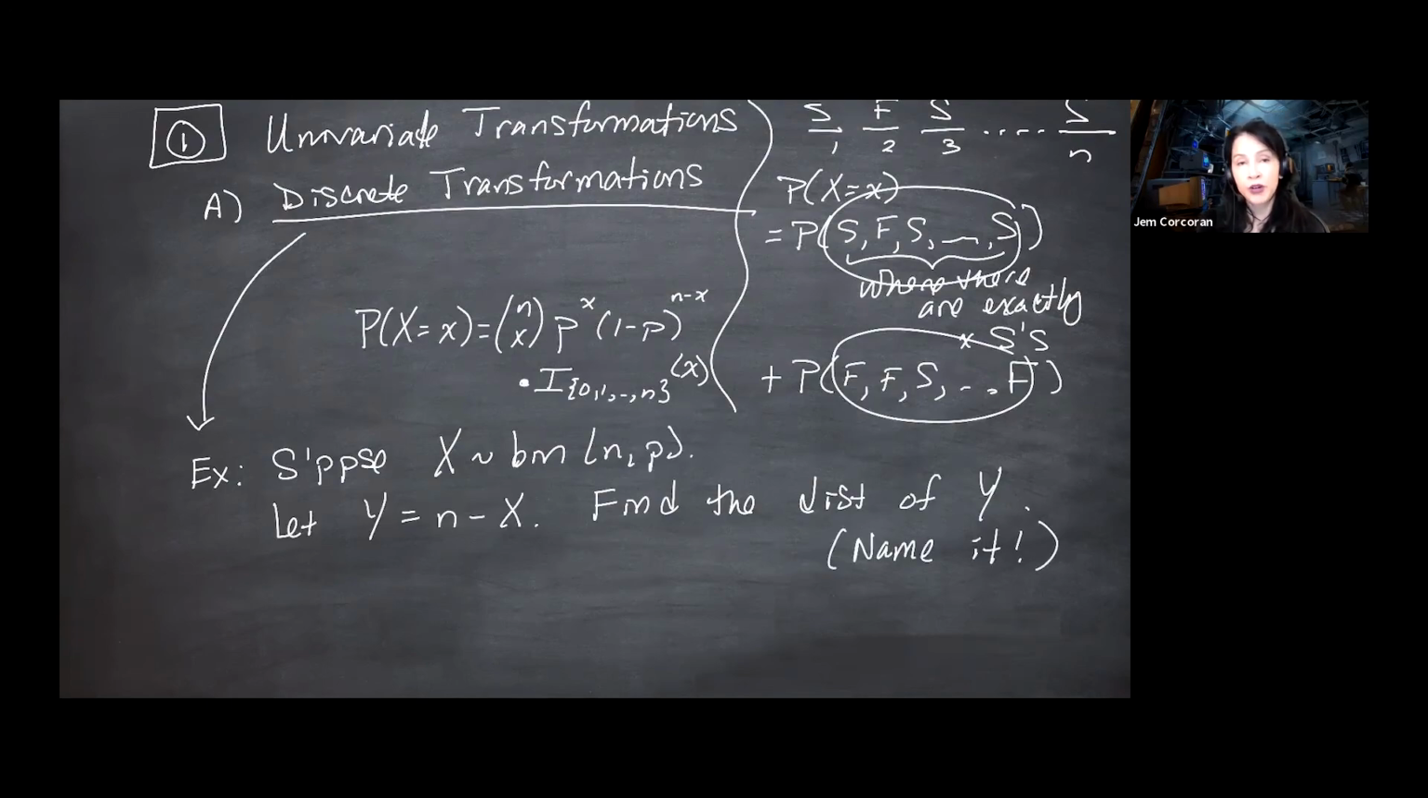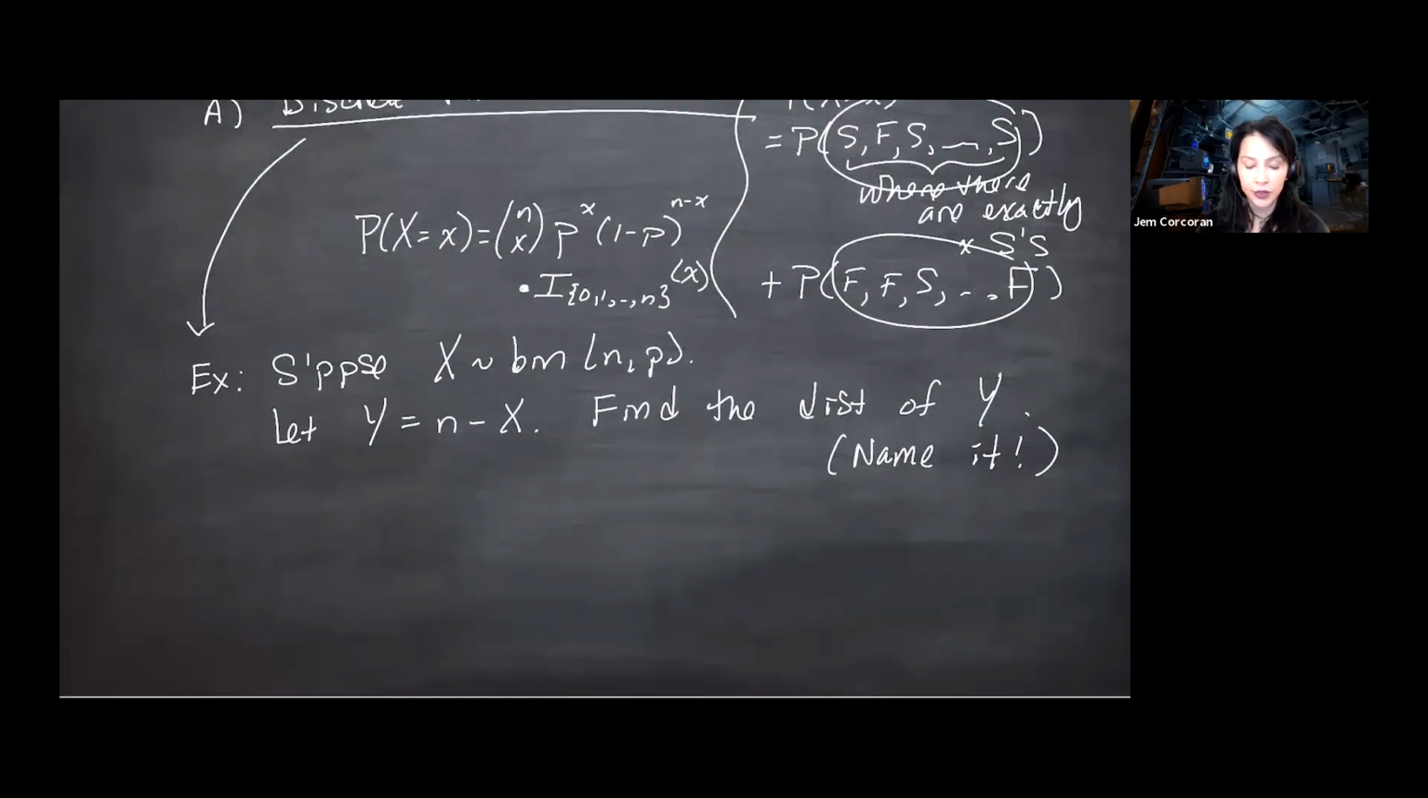But you probably already can figure this out, especially if this was not your first time seeing the binomial distribution. If x is the number of successes, then n minus x is the number of failures. So it's just going to be another binomial distribution where we've interchanged the role of success and failure. Let's just quickly do it though.